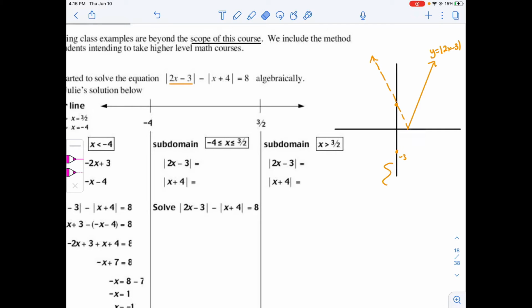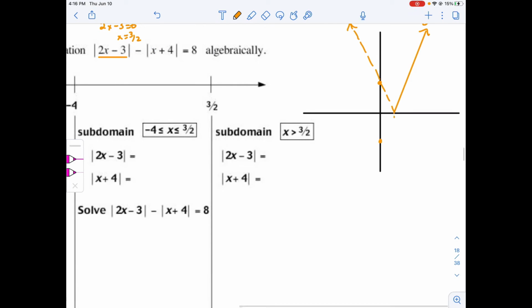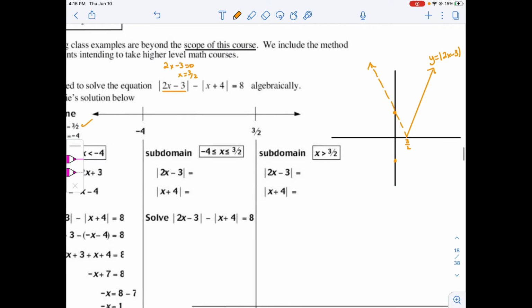And I'm just going to erase this bottom part now. We know that this here is our x-intercept, which would be at, okay, if 2x minus 3 was equal to 0, x would be 3 over 2. And that's what they've got over here. Okay, so this is 3 over 2 or 1.5, okay? Or let's just leave it as 3 over 2 because I guess that's what they've got in the notes, okay?